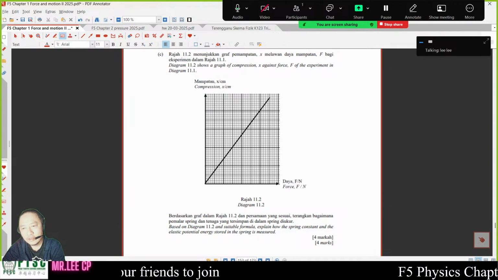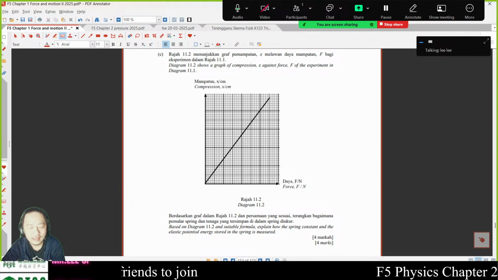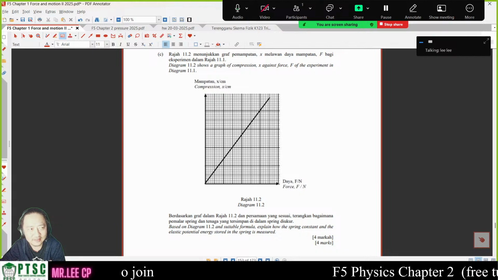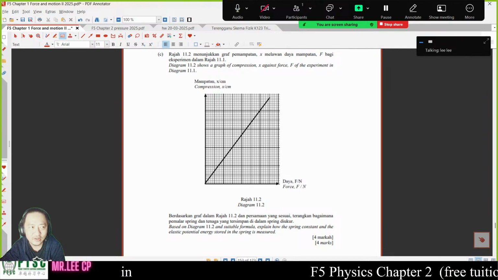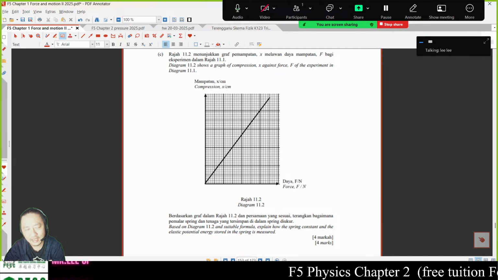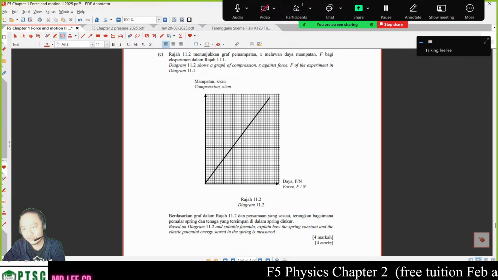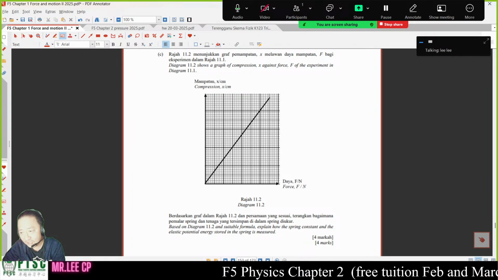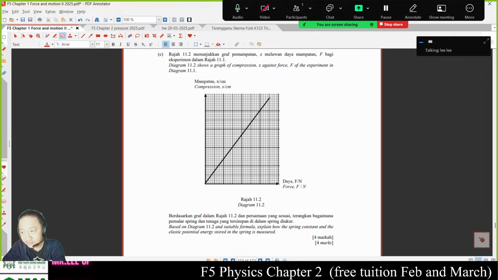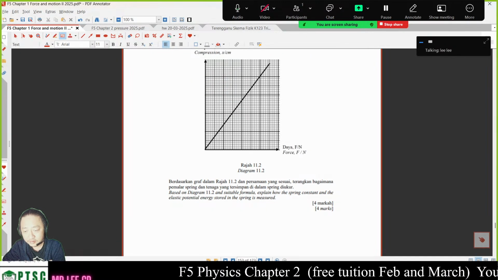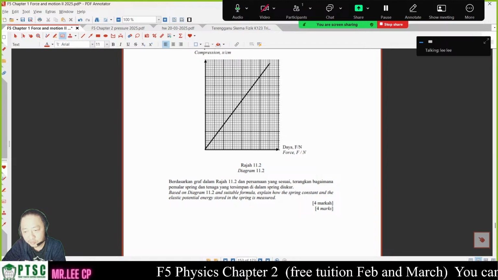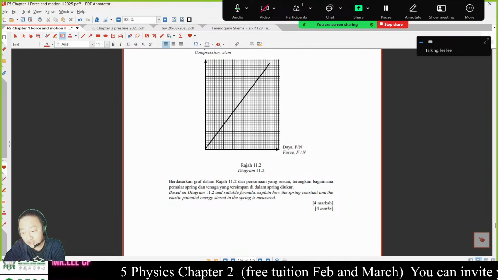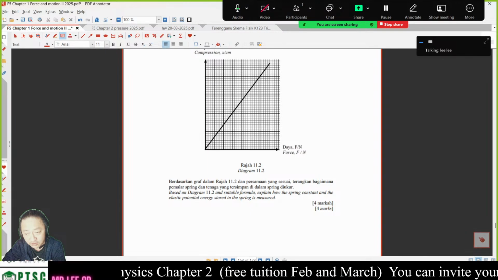This question, I tell you, honestly, it is hard. So I think I cannot answer it well also if I am sitting for this one. Diagram 11.2 shows the graph x against F in the experiment. Based on Diagram 11.2, state the suitable formula. Explain how the spring constant and the elastic potential energy are measured.